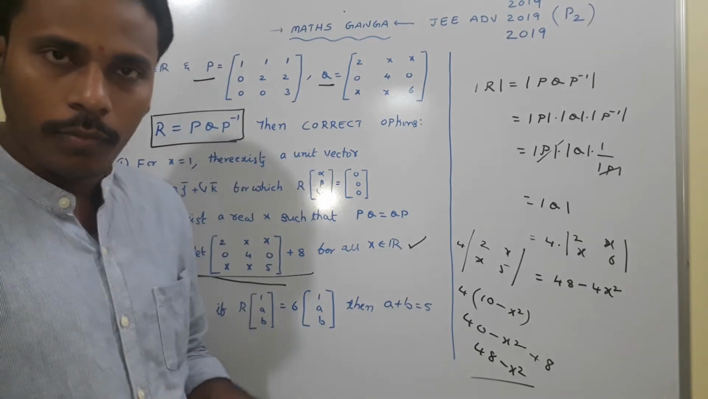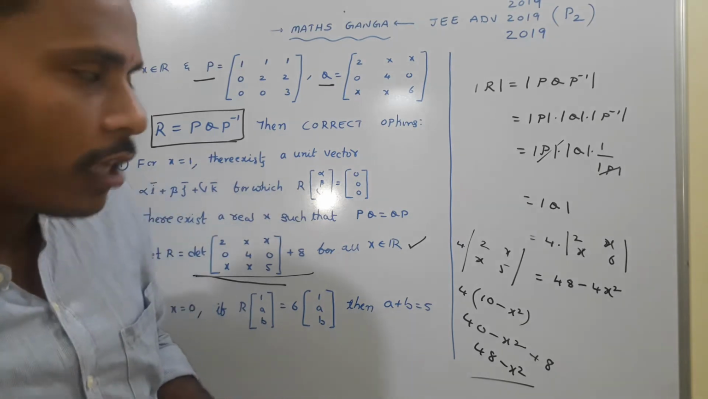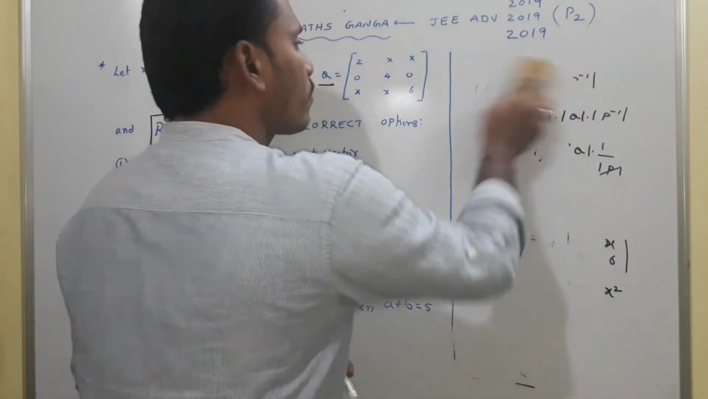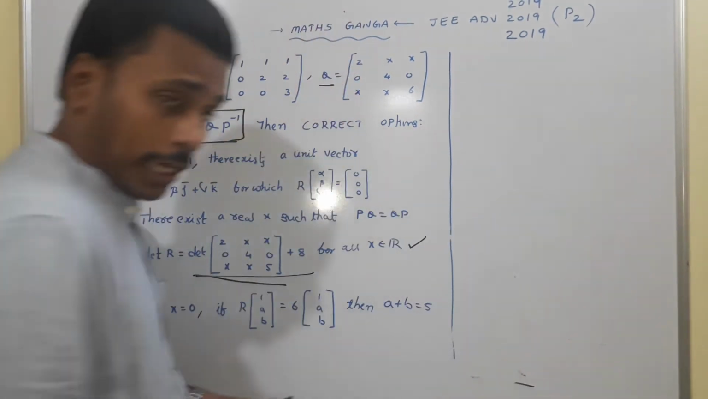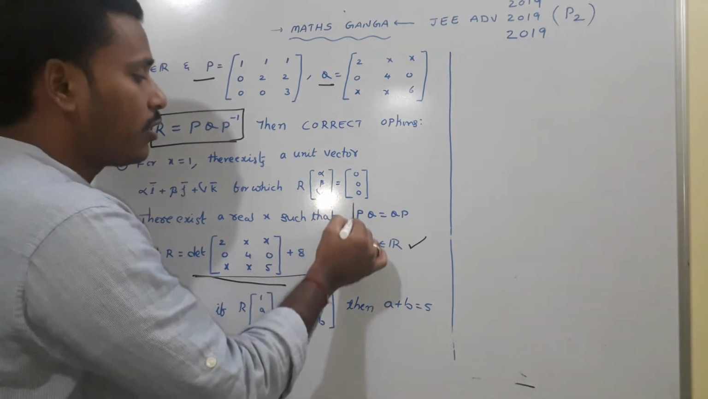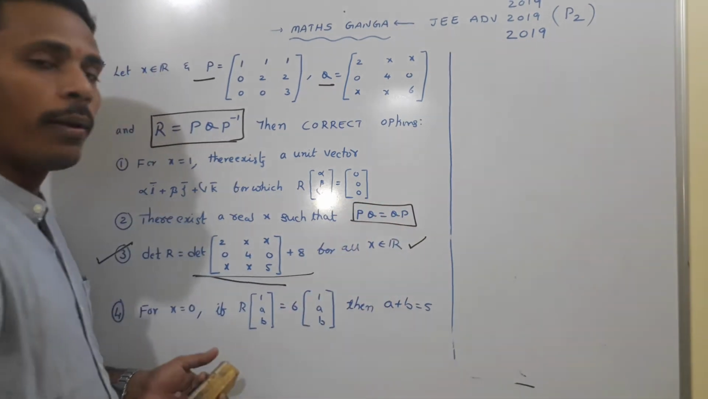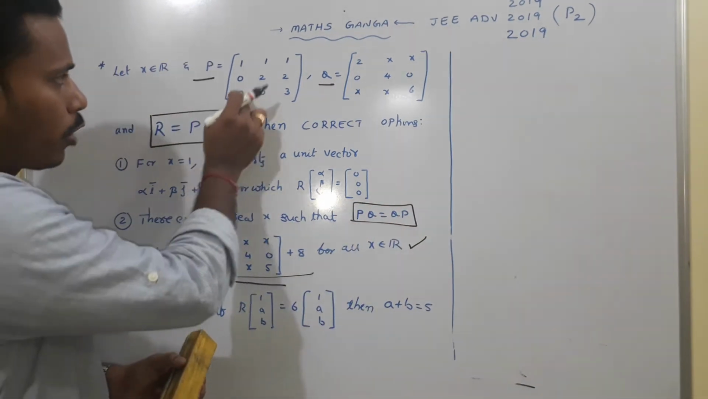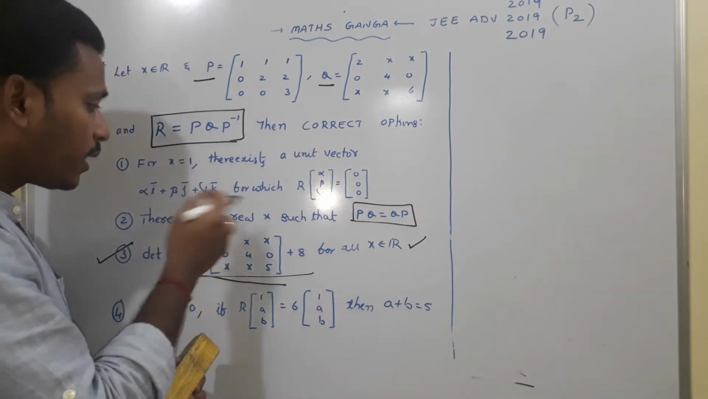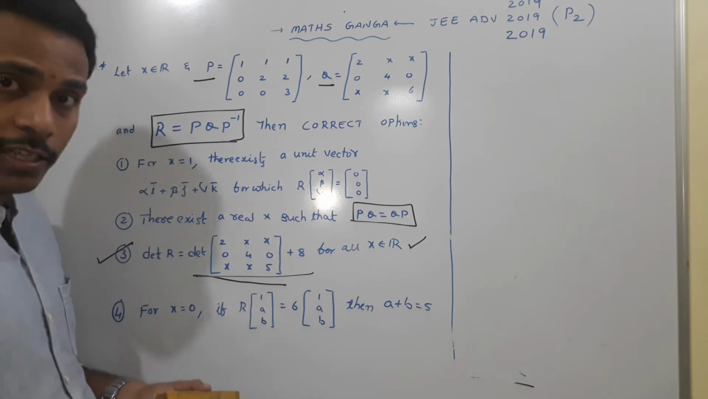So this is directly from the determinants, and the calculation is also not lengthy, I think, right? Then coming to the second option. Now I am going to check the second option. What is the second option? There exists a real x such that PQ is equal to QP. See, the product of these two is equal to the product of Q and P, and we check whether such an x is possible or not.